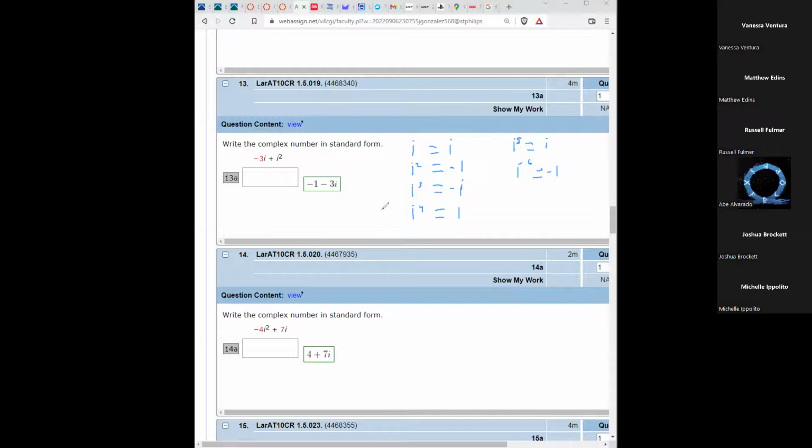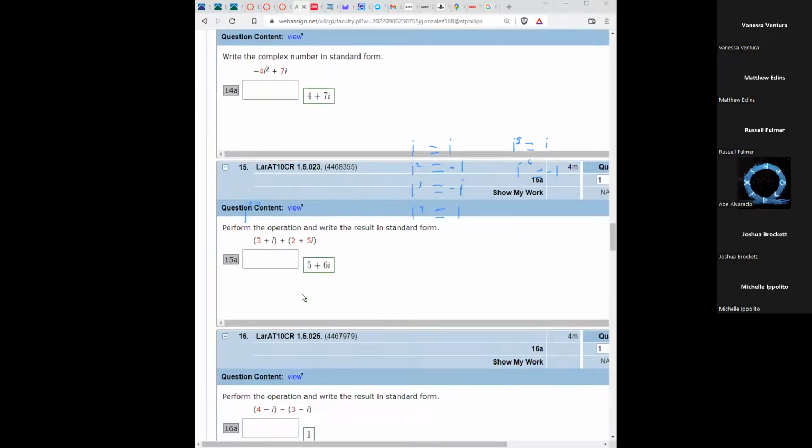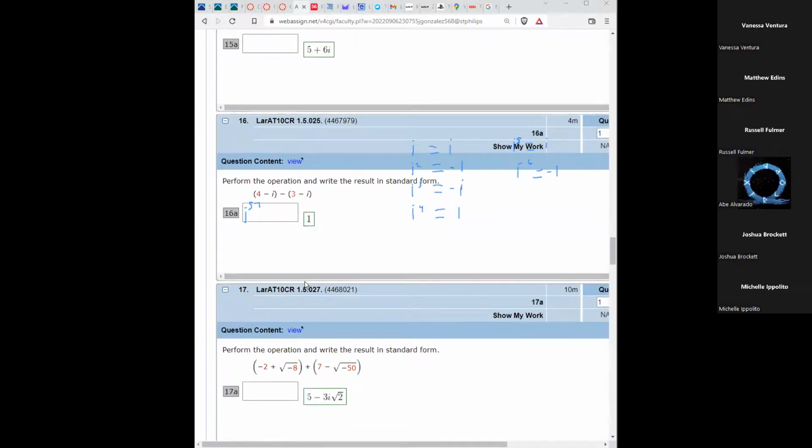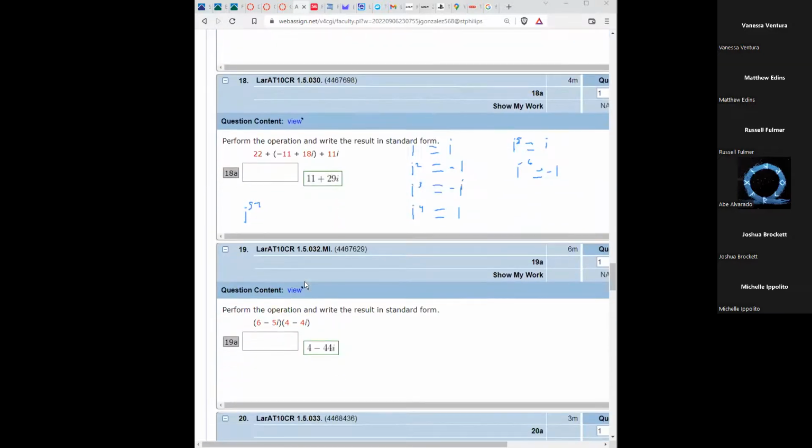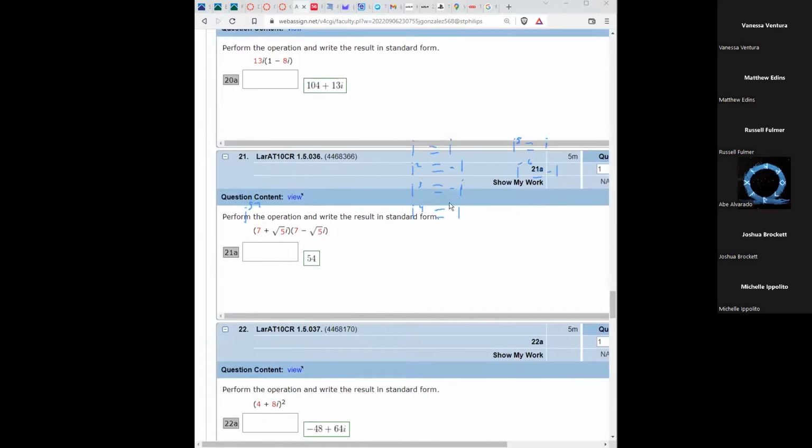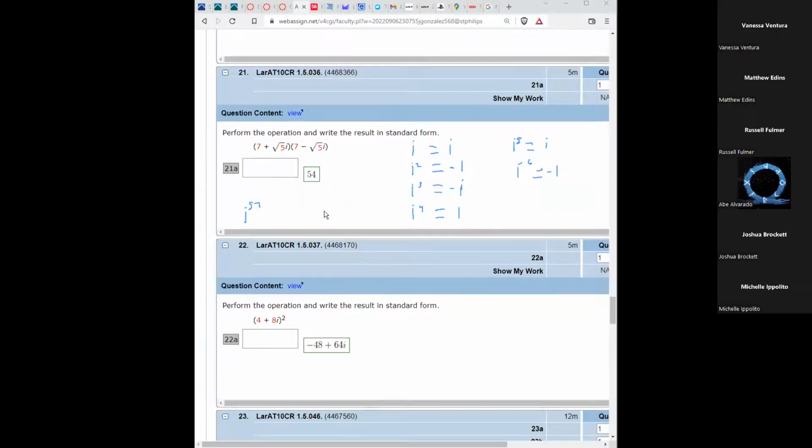Technically, if this was, I don't know, i to the 57, you can still figure it out using these ideas. You can just break these apart. But in this section though, I think all you're going to get is squares. I don't think anything else would show up, just squares. So you might not even need these, but just in case you have them.